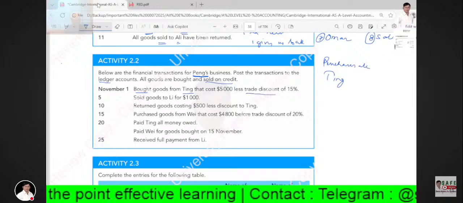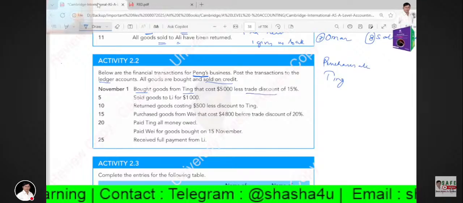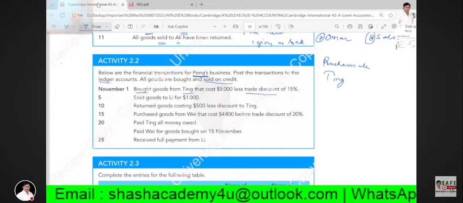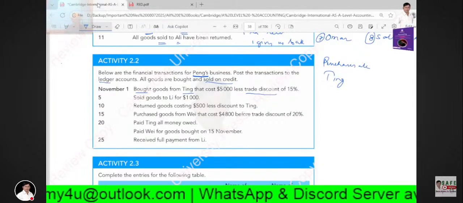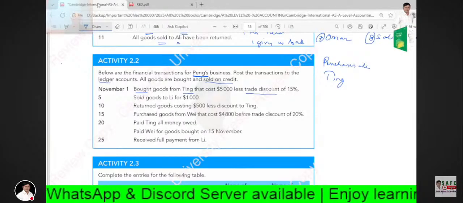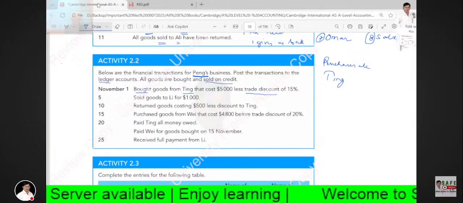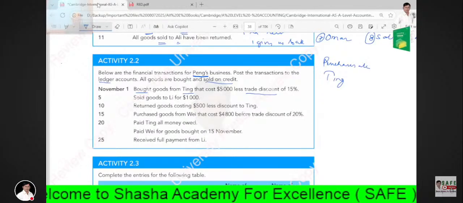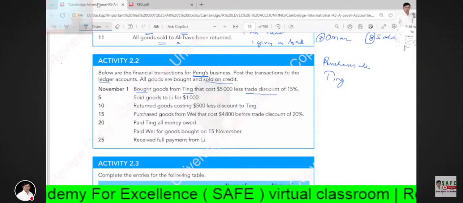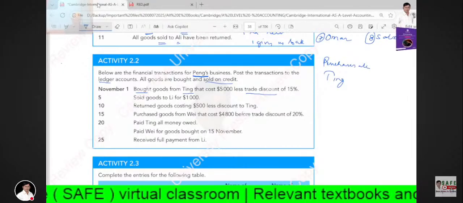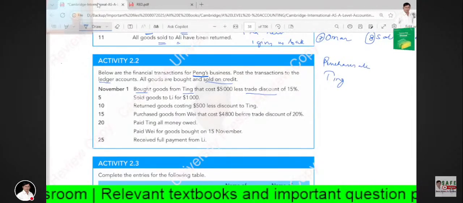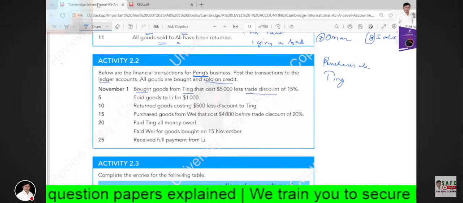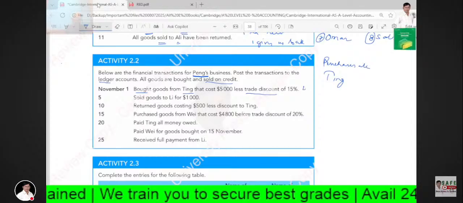So should we create a trade discount account? No, never. Trade discount is never shown, but the transaction is shown at the net of trade discount. So 5,000 minus 15%: 15% of 5,000 is 750, so 4,250. The transaction will be shown at 4,250.